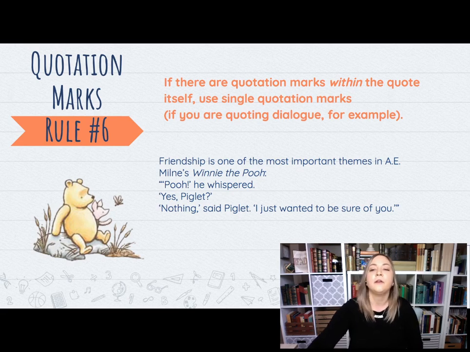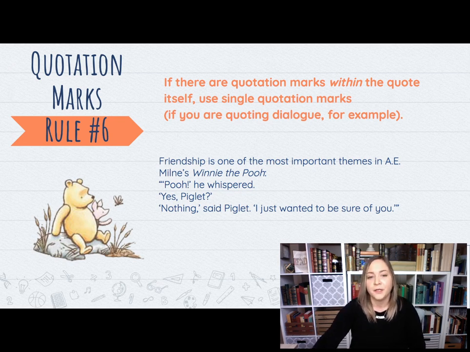So let's look here, for example. All right, friendship is one of the most important themes in A.A. Milne's Winnie the Pooh. Okay, and then we have a bit of dialogue between Pooh and Piglet. Pooh, he whispered. Yes, Piglet. Nothing, said Piglet. I just wanted to be sure of you.